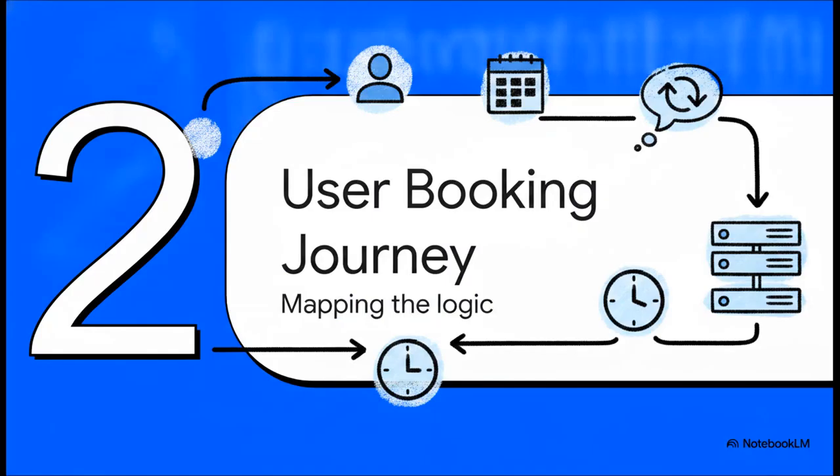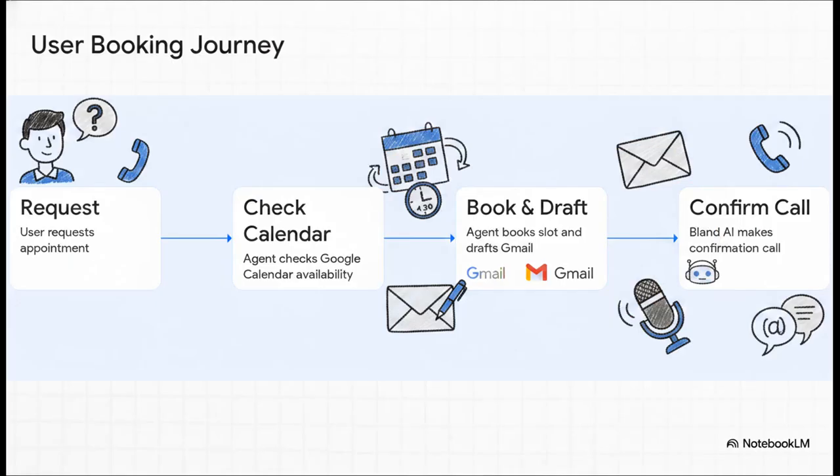Moving on to Section 2, the user booking journey. This is where we map the logic before the code. Now, what's really interesting here is that before writing a single line of code, developers have to define the business flow. Let's walk through those exact steps.